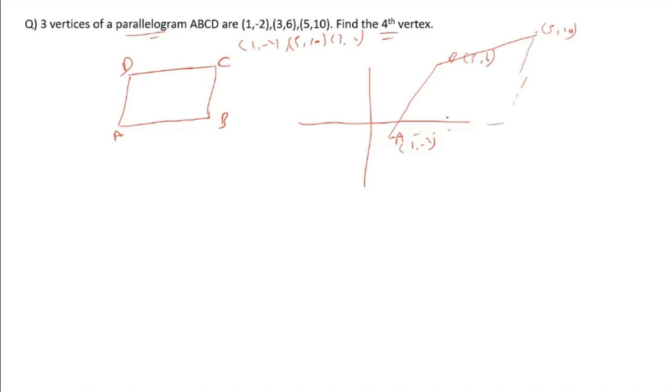Here, coincidentally, they are already given in order, which is why it's always helpful to have a visual of what the sequence of these vertices is. You need to find the fourth vertex. There are multiple ways to do it. There's a longer and there's a shorter way.